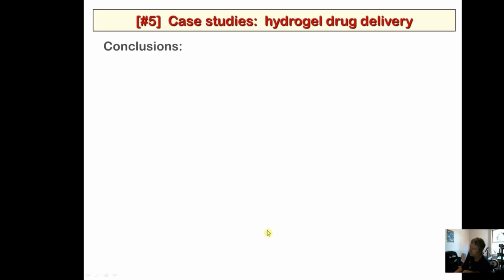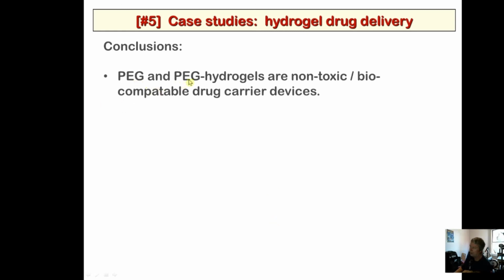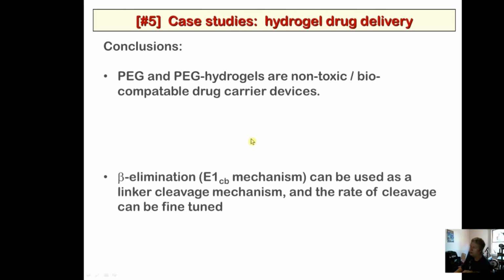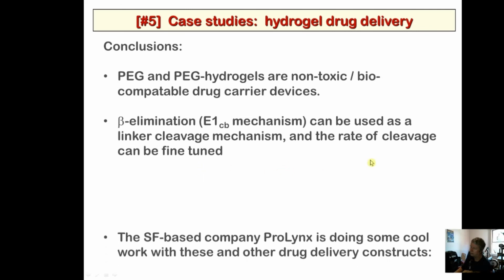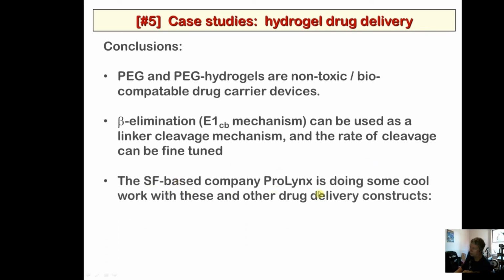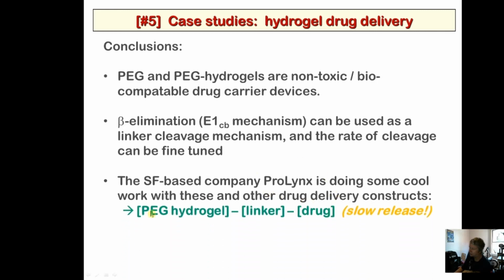Okay, so these are conclusions about this hydrogel drug delivery stuff. PEG and PEG hydrogels are non-toxic biocompatible drug carrier devices. Beta elimination through E1CB can be used as a linker cleavage mechanism, and the rate of cleavage can be fine-tuned by variation of the modulators. There's a San Francisco-based company called ProLynx. One of my friends works there, and they're doing some cool work with a couple of these drug delivery constructs, like a PEG hydrogel linker drug. It's sort of a slow release methodology.